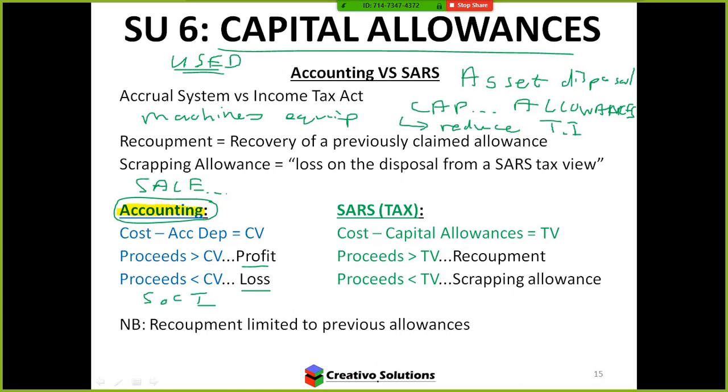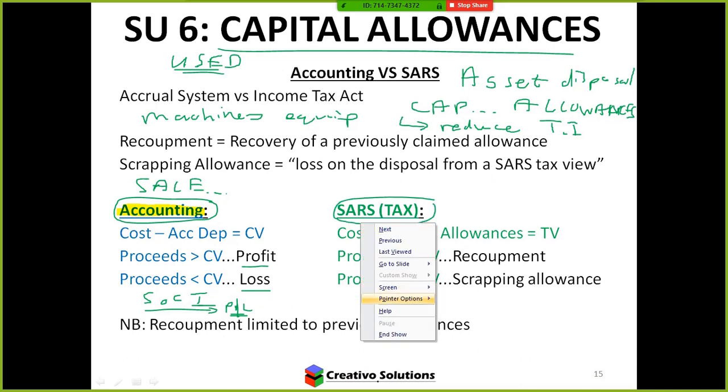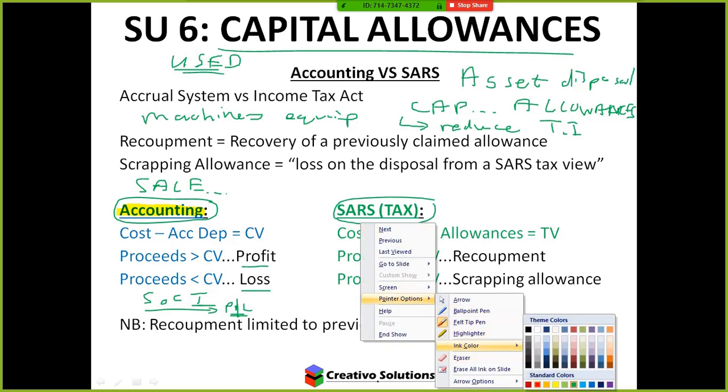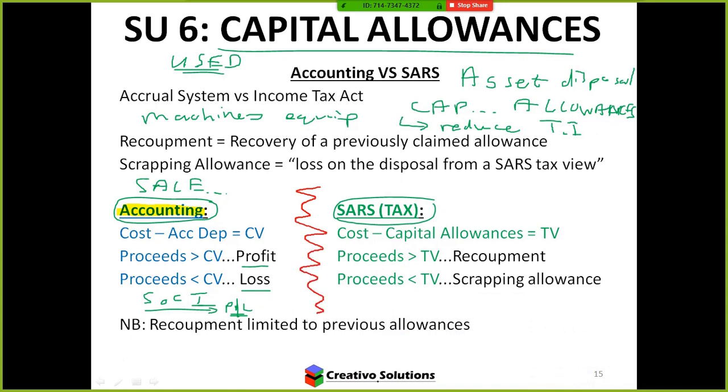It'll be a profit on sale or a loss on sale, and it's part of operations. That obviously affects the profit or the loss for the year. Do you agree? Yes. Okay, the same thing applies in SARS, in tax. So that's why I've tried to show this distinction. Keep it separate. What's accounting is accounting. What is tax is tax.